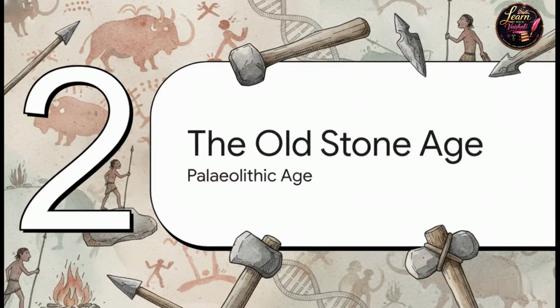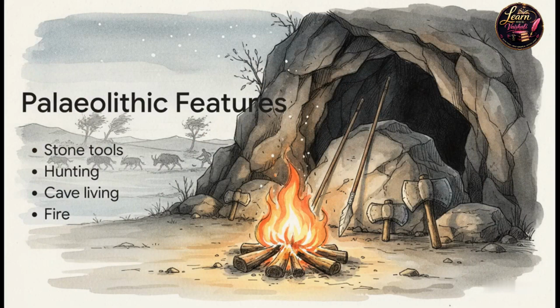Moving on to part 2. The Old Stone Age, also known as the Paleolithic Age. The harsh reality of the Old Stone Age meant that humans had to rely on thick, fairly crude stone tools. Their entire existence revolved around hunting animals and gathering wild, uncultivated food. They lived in caves for basic shelter and maintained a completely nomadic lifestyle. That means they were constantly on the move, always chasing migrating herds and seasonal food sources. Just an exhausting way to live.